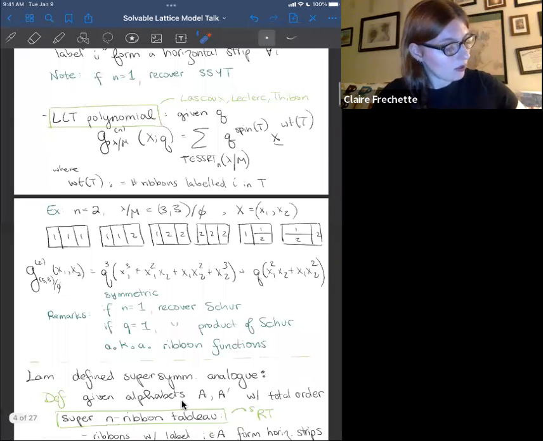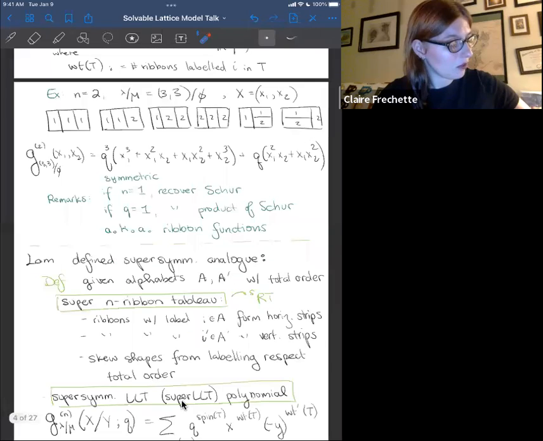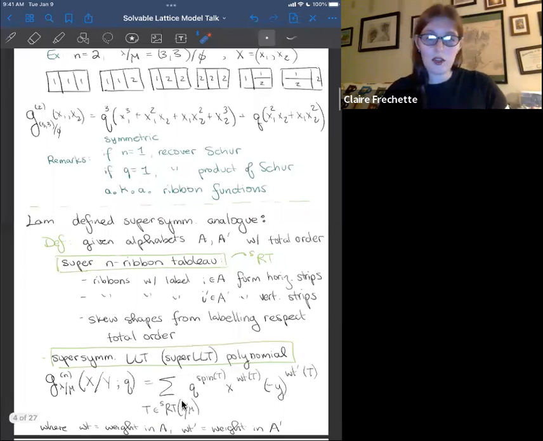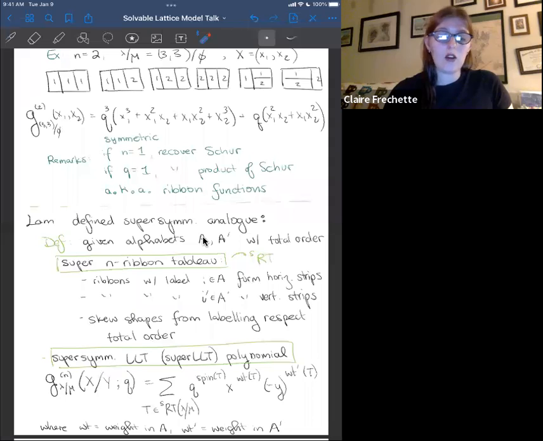But our object today is the supersymmetric analog of that, and this was first defined by Lam, where given 2 different alphabets, we're now going to allow our ribbon labels to come from an original alphabet A and an alternate one, A prime. We're going to set a total order between them that respects the individual orderings. We're usually going to use the natural numbers.